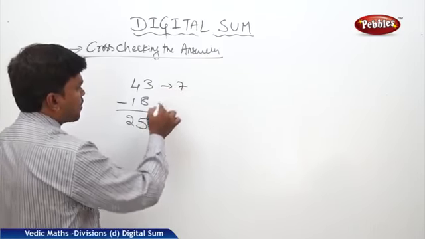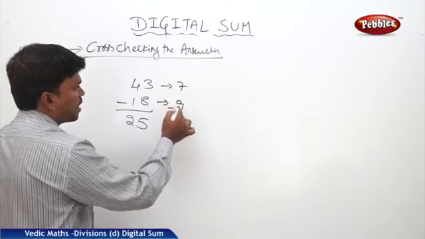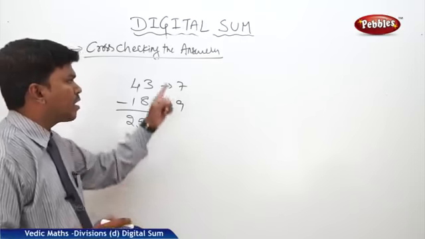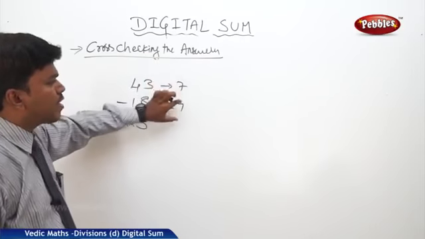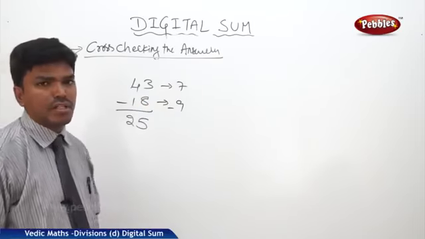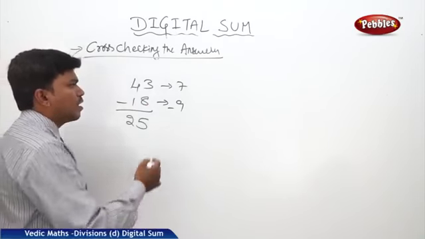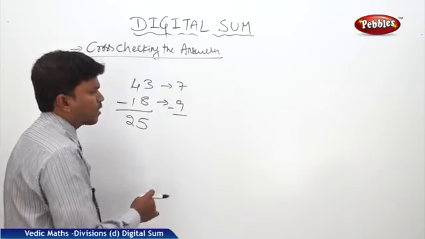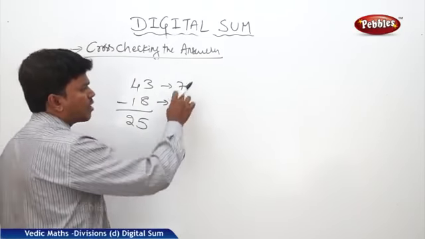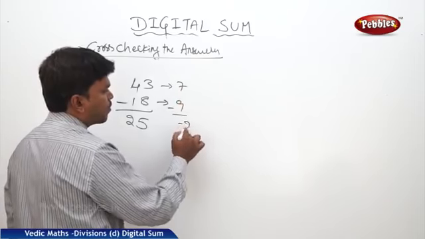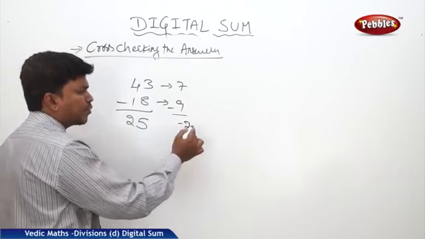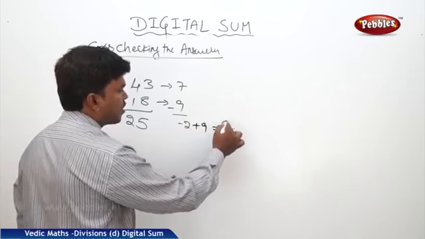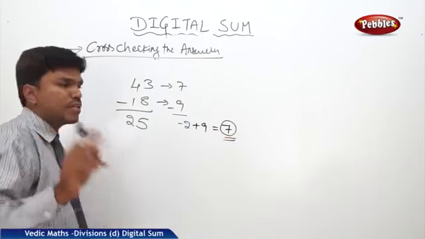What is the digital sum here? 7, and here 9. 7 minus 9. Is it possible? Remember one thing: whenever you are getting digital sums like 7 minus 9, it's not subtractable. But what you need to do is simply one thing. What is the difference you are getting? Minus 2, yes or no? So for minus 2, add 9. What is minus 2 plus 9? 7. So your answer should have the digital sum as 7.